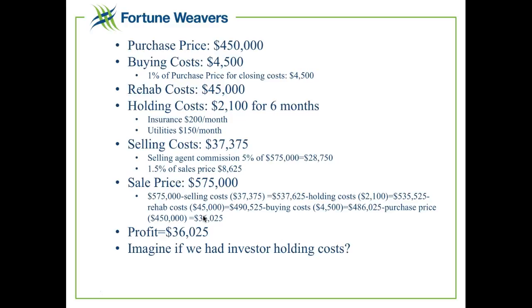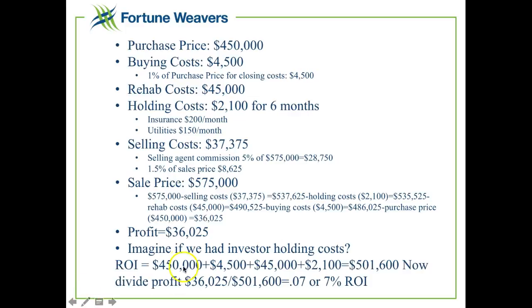In our industry, that's very, very dangerous. It's very low. We're looking at Fortune Weavers for about a 12% cash-on-cash return. So this thing's about 5% off. To find that ROI, you take your purchase price, you add your buying costs, you add your rehab, your holding, that equals that 5016. And you divide the profit, the 36,000, by that number, and that gives you your 7% ROI.